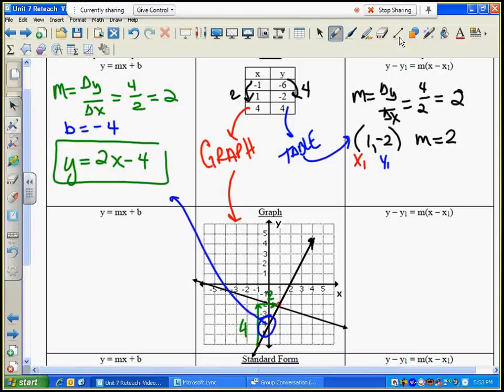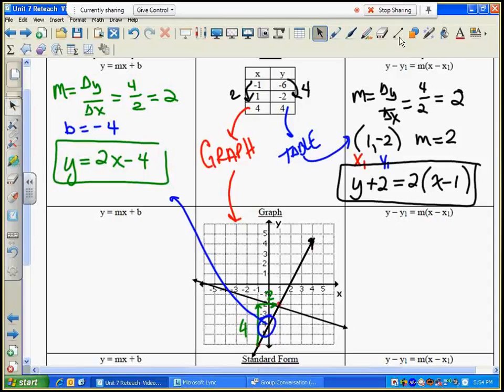When the -2 goes in, that's going to be a positive 2, so y + 2. Our slope is 2. And then we're going to have, let's see, positive 1 inside the ordered pair, so it's going to be x - 1 inside our formula. Okay, that'll work.